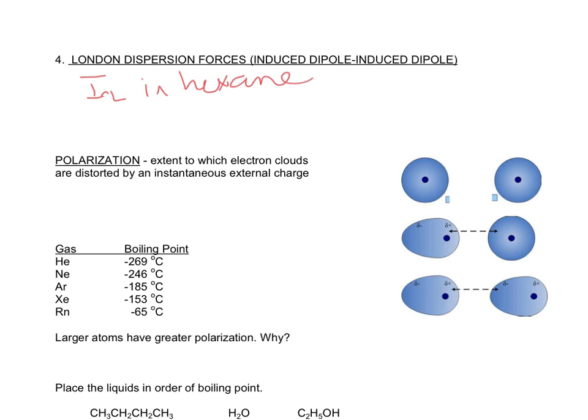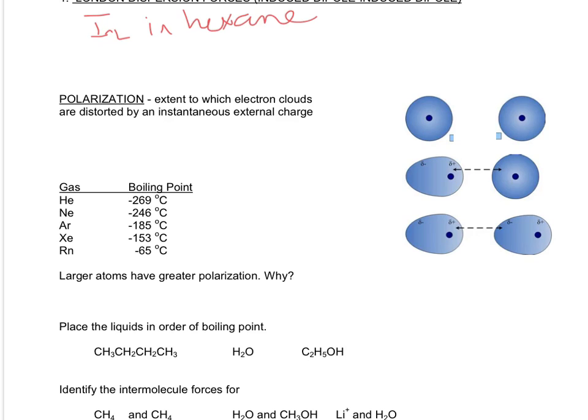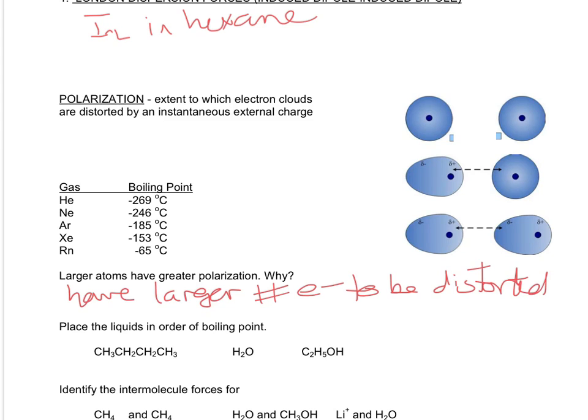So the larger the atoms, the greater the polarization. That is kind of true, except the wording might be a little bit tricky. It's not about larger, it's really about the number of electrons. The reason is because they have a larger number of electrons to be distorted or dispersed unevenly.